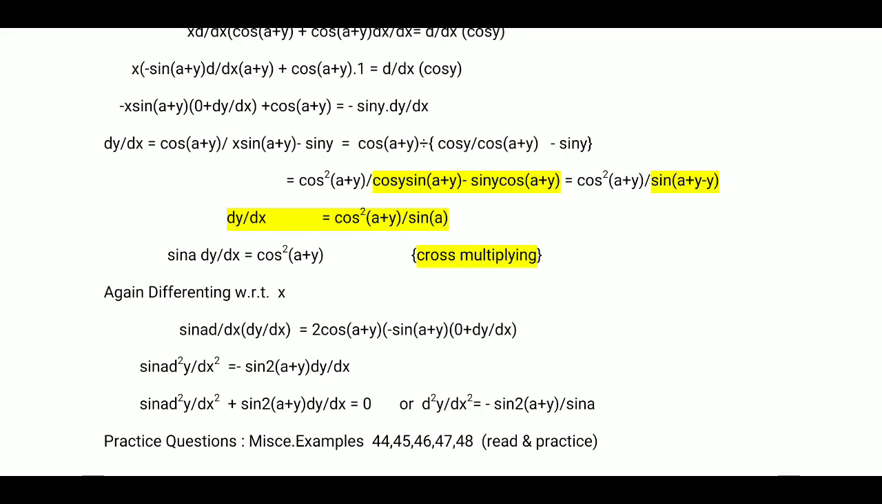This is the result. Here in dy upon dx there is a mistake. Above, in cos(a plus y) divided by cos y upon cos(a plus y) into sin(a plus y), in the numerator there is also sin(a plus y). So correct it.